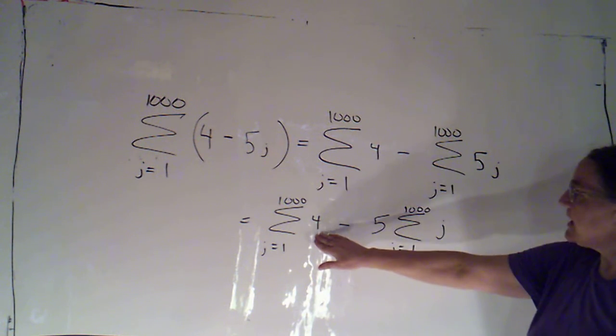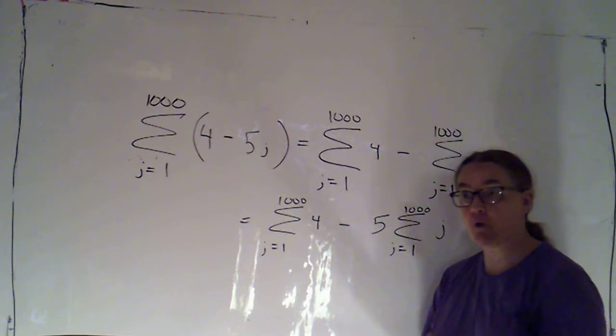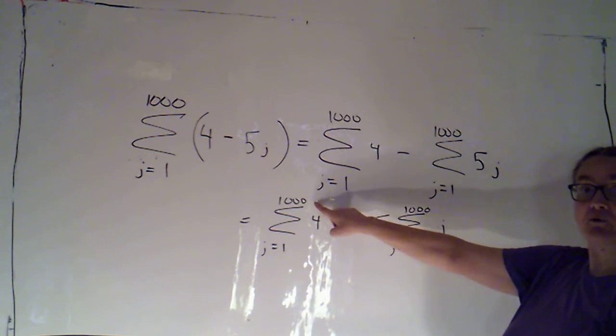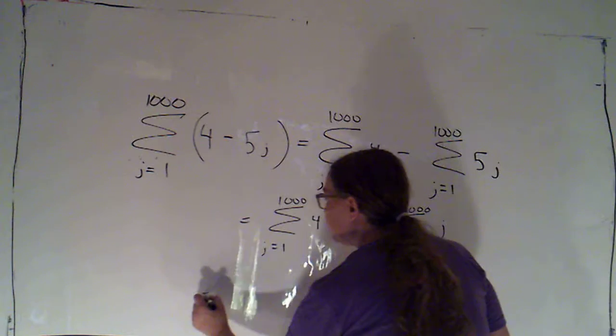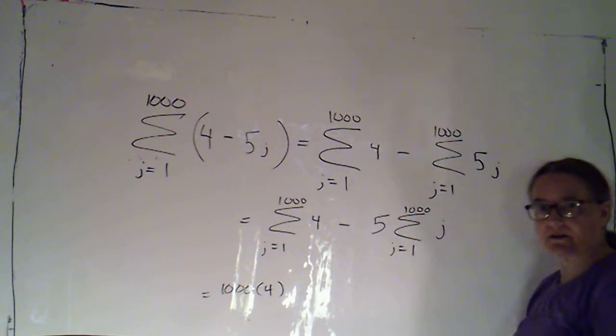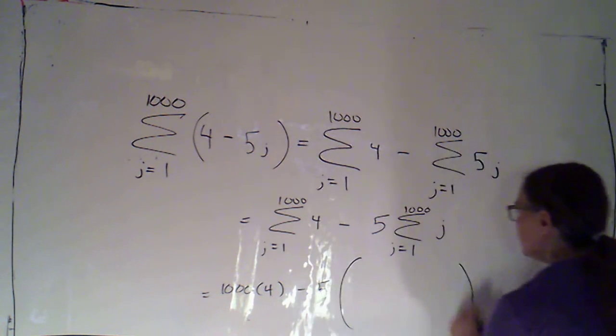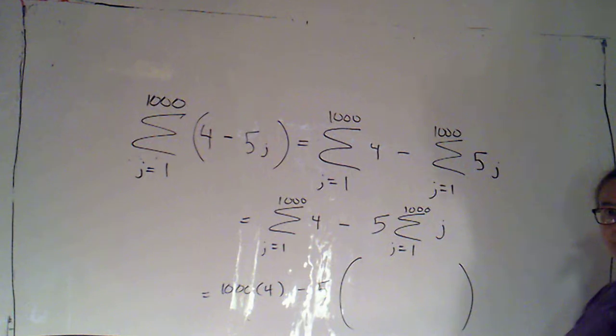All right. This is just adding up a bunch of 4s. 4 plus 4 plus 4, 1,000 times. So that's going to give me 1,000 copies of 4, which is 1,000 times 4. Minus 5 times this sum.